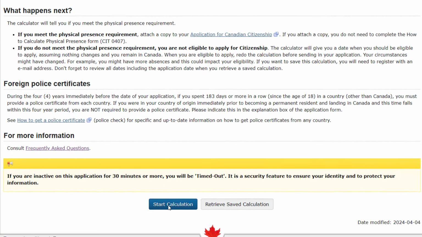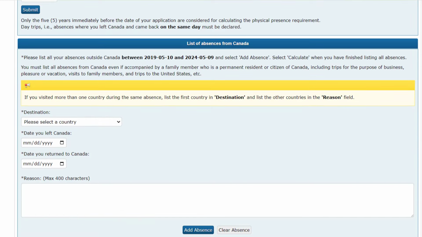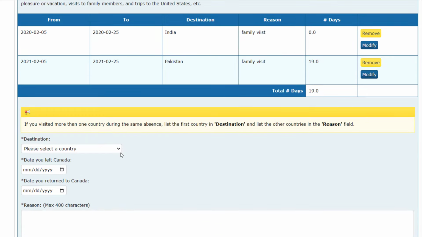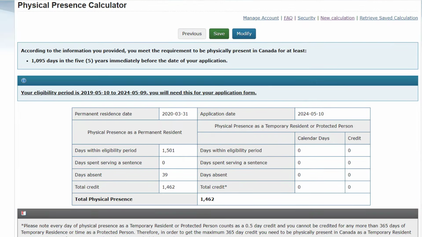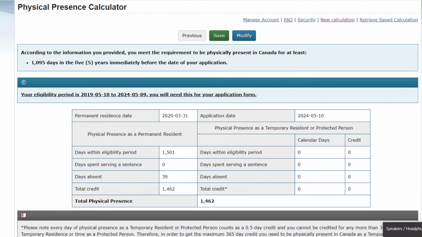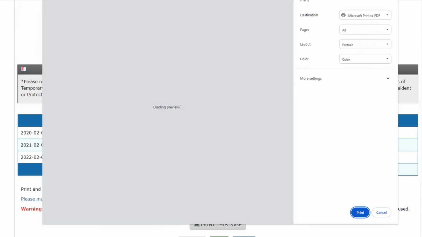Well, the process goes on in the following way. Fill in all the required information, enter all dates correctly. List all time spent serving a sentence in Canada in the last 5 years. List all your time away from Canada including travel for work or vacation in the last 5 years. After entering all the required data correctly, the calculator will tell you if you meet the physical presence requirement. If you meet the physical presence requirement, print and sign the calculation, and attach a copy of it to your application.